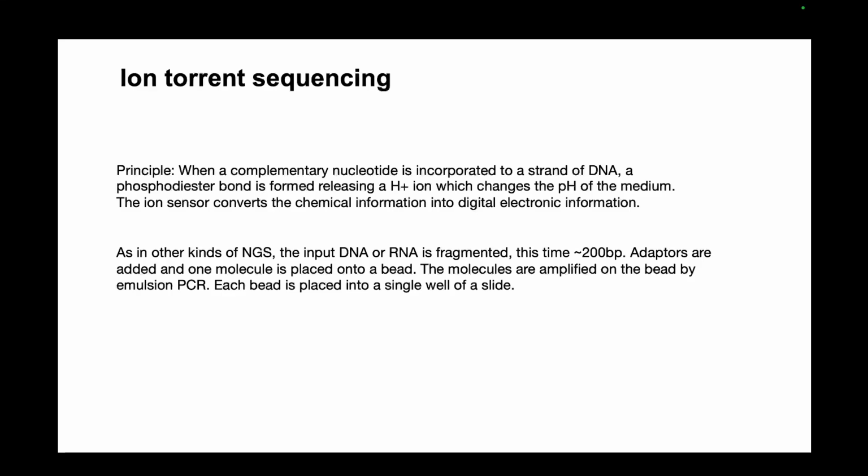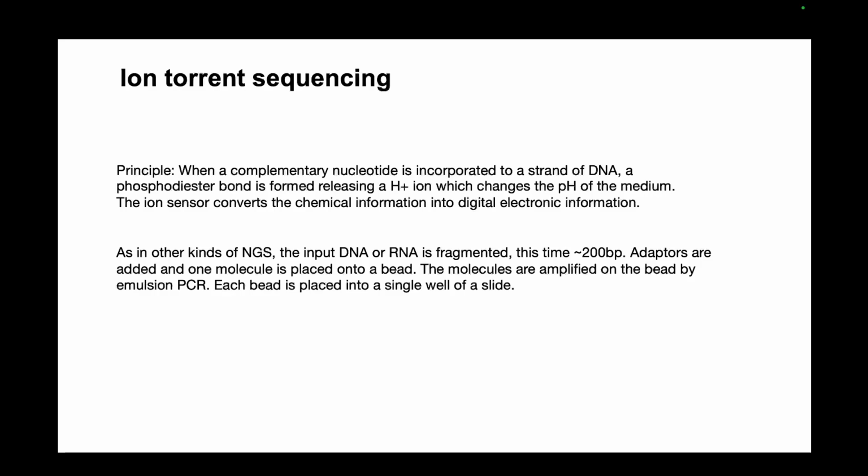So after addition of A, T, G, or C, the amount of pH change in the solution will be a signature of the nucleotide that has been added. For example, if A has been added, the pH change will be of a certain level. If T has been added, the pH change will be of a different level, and so on. The principle is that when a complementary nucleotide is incorporated into a strand of DNA, a phosphodiester bond is formed, releasing an H plus ion into the solution, which changes the pH of the medium.